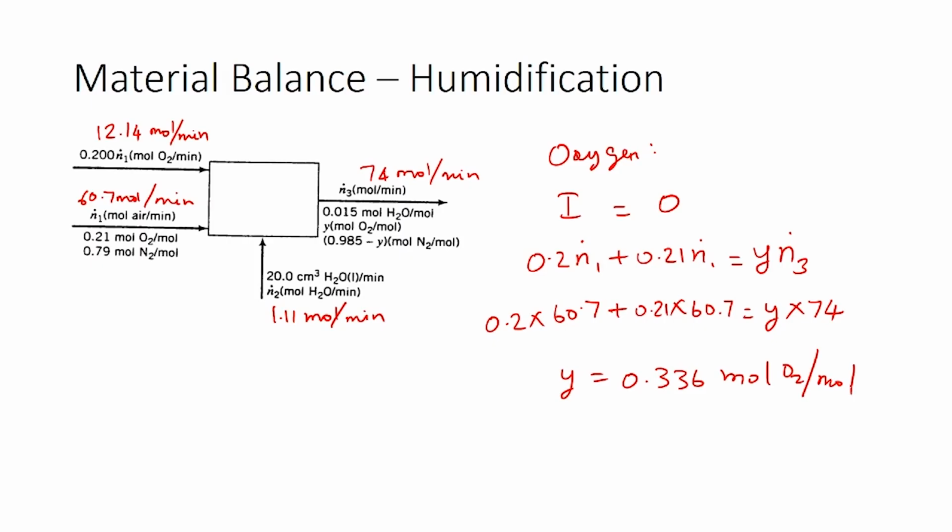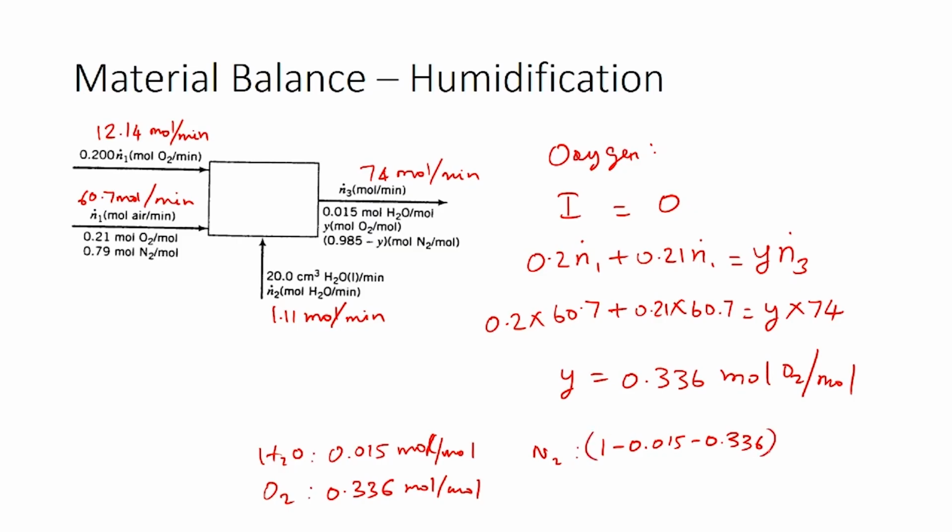So, now with this we have the composition of the exit stream also. The exit stream would now contain 0.015 moles per mole of water. It would contain 0.336 moles per mole of oxygen, and the rest is nitrogen. So, nitrogen would be 1 minus 0.015 minus 0.336, giving you a value of 0.649 moles per mole, and the total molar flow rate of this exit stream is 74 moles per minute.